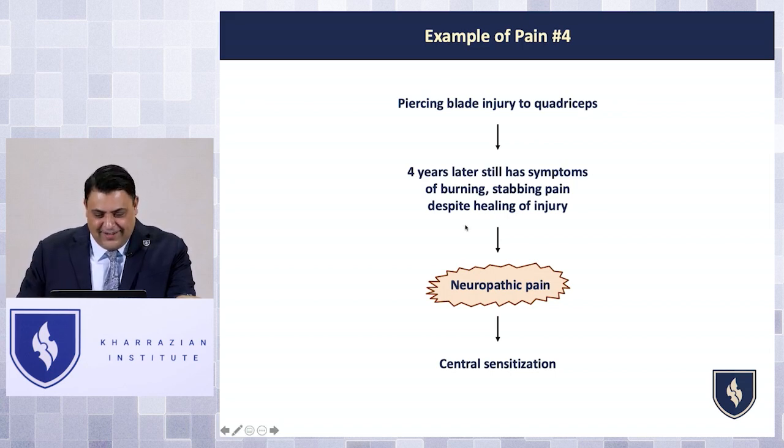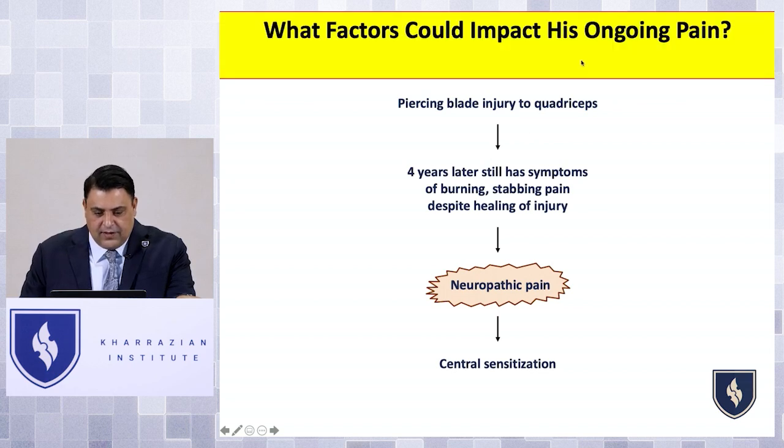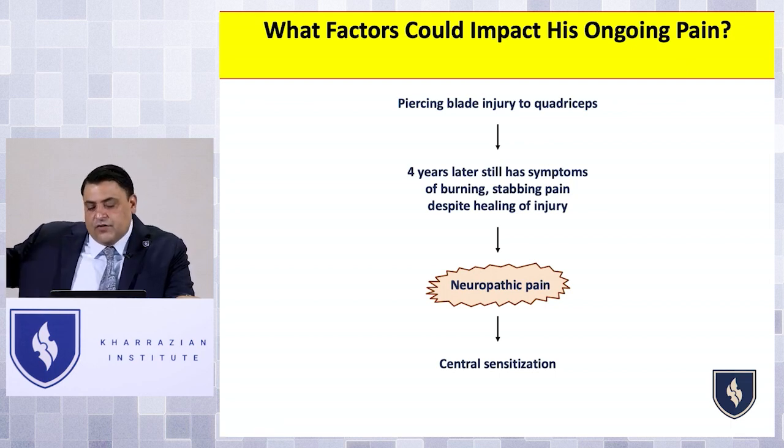Four years later, they still have symptoms of burning, stabbing pain despite healing of the injury. So this is neuropathic pain. So this is central sensitization, right? And what factors could impact his ongoing pain? Well, of course, he injured himself. And then you see a scenario like this, and you're like, well, he injured his nerve, it's permanently injured. Like, what do you want? What can we do? It's like, it's just there.